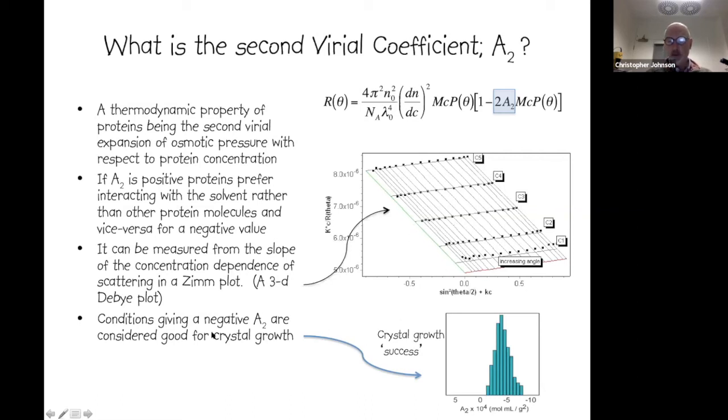And it has been proposed that conditions giving a negative second virial coefficient are considered good for crystal growth, because the protein prefers to interact with itself rather than the solvent. And some years ago, it was proposed that if you had a negative value, these were the kind of conditions you should be searching for in terms of crystallization conditions.